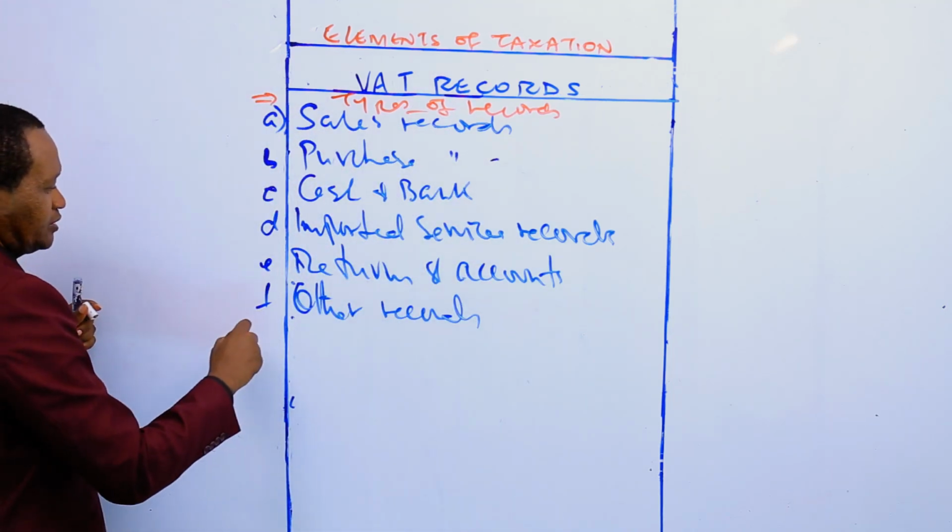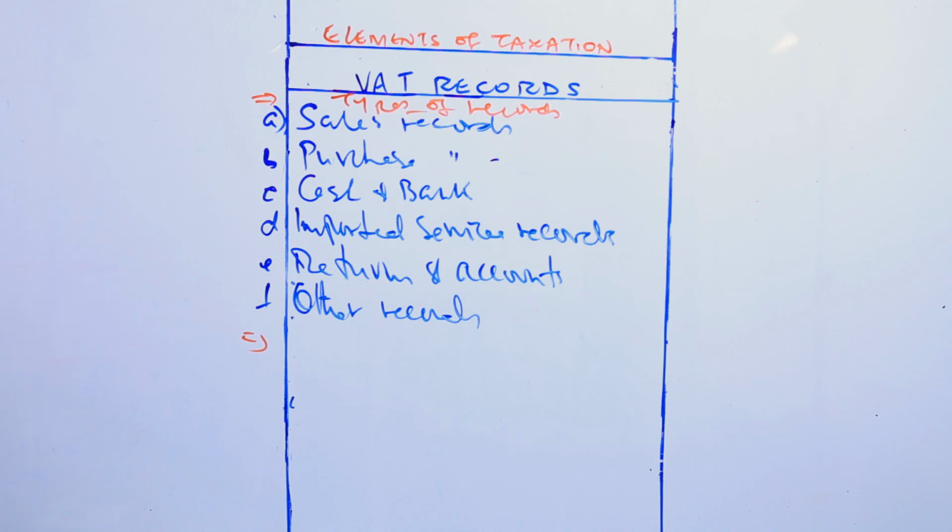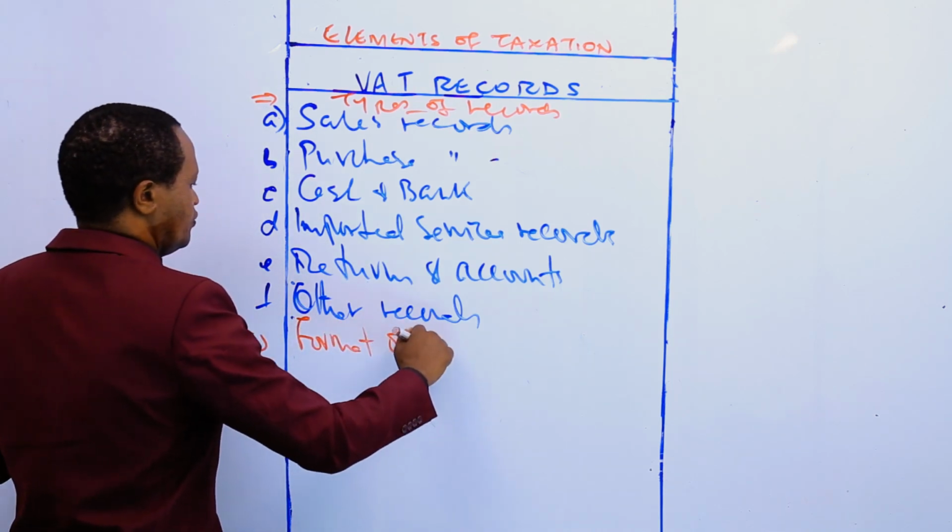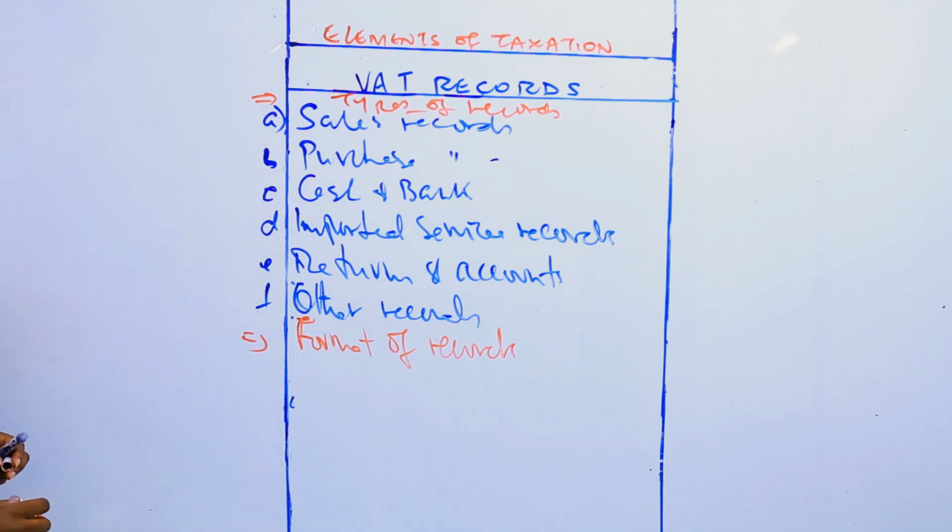Then let's discuss briefly the format of records. What format should these records take? Records can be maintained physically or electronically. For electronic records, one ought to ensure they are easily accessible, secure, and can be readily retrieved and printed if required by KRA. We have originals of key documents like tax invoices that are crucial, and if originals are lost, one may be required to have certified copies clearly marked as such, and that may be accepted under specific circumstances.